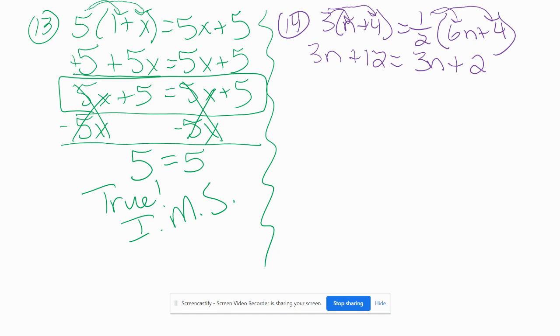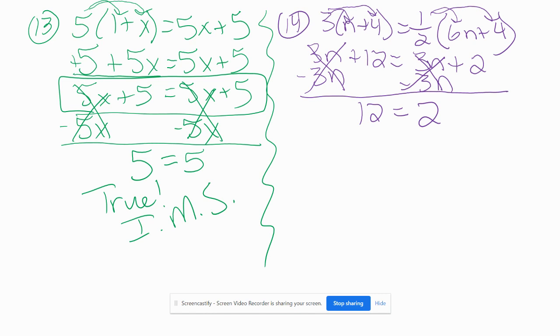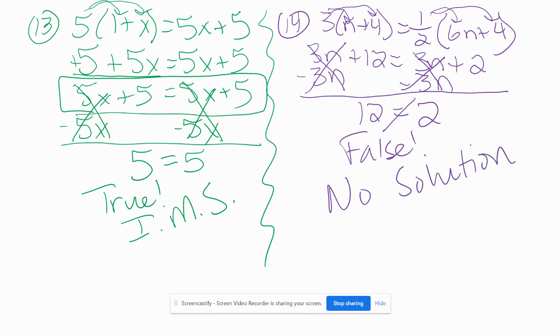So we again want to move our like terms together. The opposite of a positive 3n is a negative 3n, so we're subtracting 3n from both sides. All right, let's not forget, 3 minus 3 is 0. I cannot write n down. Bring down that 12. 3 minus 3 is 0. Bring down that 2. Does 12 equal 2? No, it does not. That is a false statement. And since it is false, that means this has no solution.